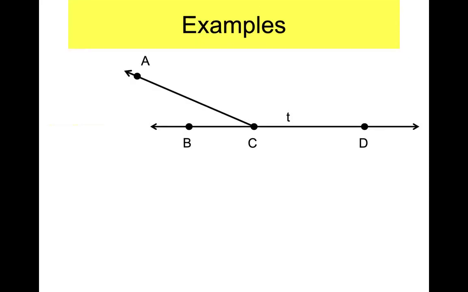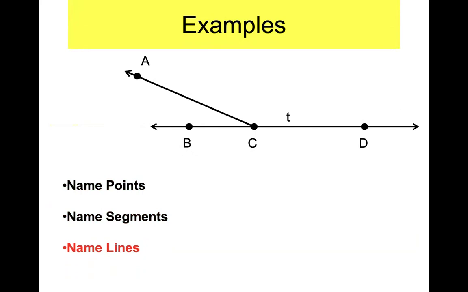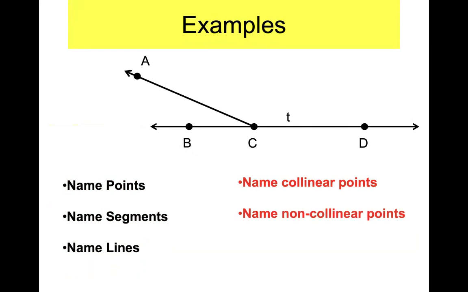All right, for homework, they're going to give you a shape and ask you to name everything that we just did. They're going to ask you to name all the points. They're going to ask you to name all the segments. They're going to ask you to name any line that you see. They're going to ask you to name collinear points, and they're going to ask you to name non-collinear points. So take a moment, pause, come up with the answers, and then play, and I'll give you the answers.